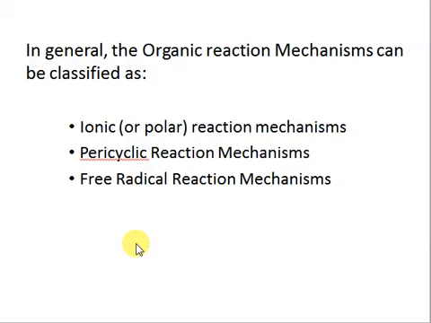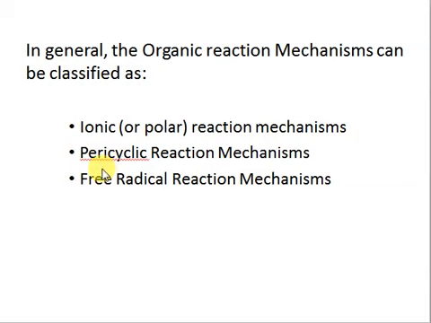So all of the pericyclic reactions have two things in common. Number one, all of these reactions are concerted, meaning they take place in a single step, and all of these involve formation of a cyclic transition state. So this is about the types of reaction mechanism, right?